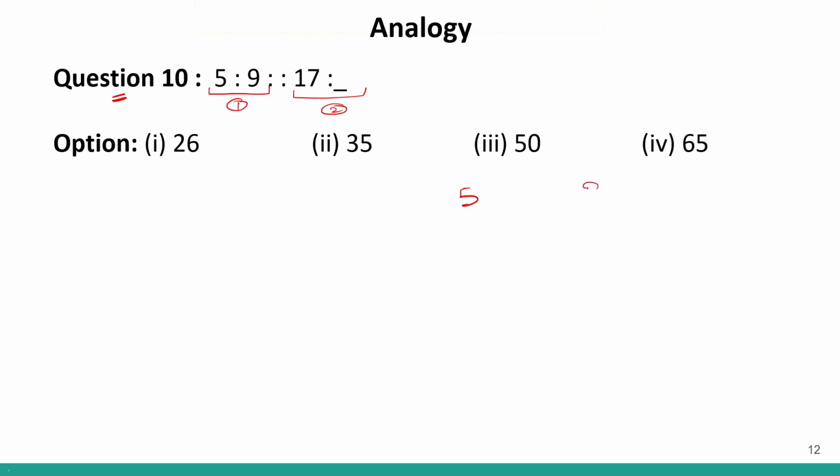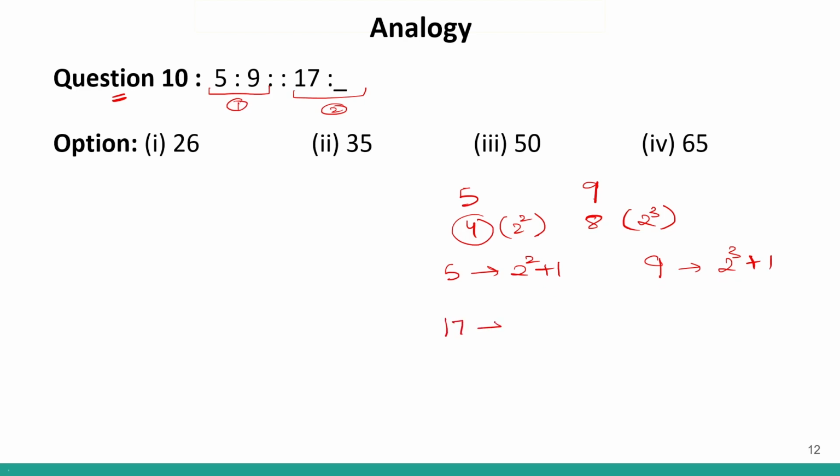If I look at 5 and 9, I can see this is close to 4 and this is close to 8. 4 is basically 2 square and 8 is basically 2 cube. Correct? So I can say 5 can be written as 2 square plus 1 and 9 can be written as 2 cube plus 1. Correct? 5 can be written as 2 square plus 1, 9 can be written as 2 cube plus 1. How can we write 17? 17 is close to 16. 16 is 4 square, right? So I can write it as 4 square plus 1. Now what is the value of 4 cube? Value of 4 cube is 64. Plus 1 will give me 65.